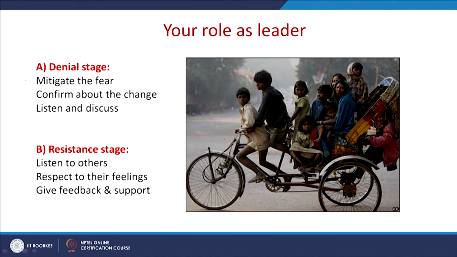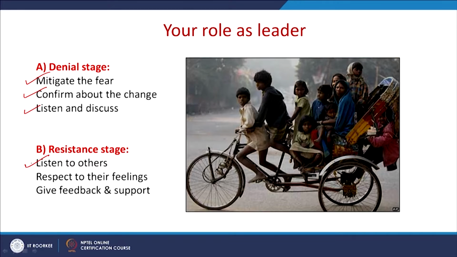Now, what is your role as a leader? At the denial stage, your role is to mitigate the fear, confirm the change, listen and discuss. Since a significant amount of anger and fear is there at this stage, the role of a city manager will be to confirm that yes, this change is inevitable, be calm and quiet, try to mitigate the fear and strengthen the confirmation, listen to them very carefully, passionately, and responsively, and discuss what could be the way out of the fear, and assure them that their security and other interests will be fulfilled. Then only will they come to the further stages.